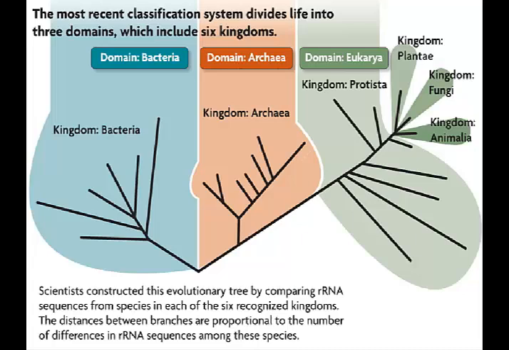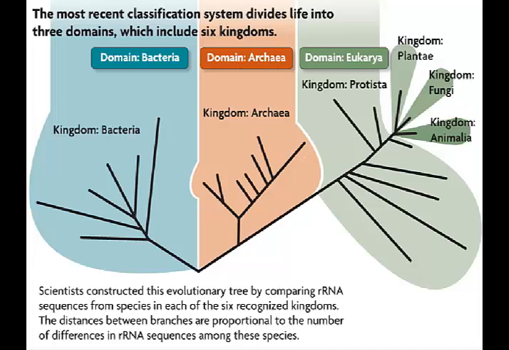This system more clearly shows the great diversity of prokaryotes in the tree of life by dividing them into two domains. These domains are called bacteria and archaea. All eukaryotes are placed into the third domain called eukarya.